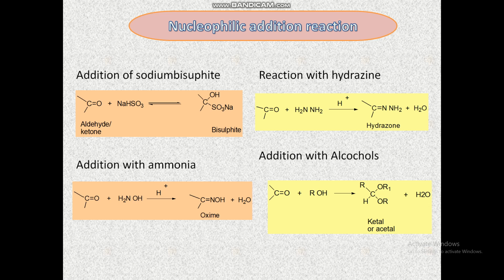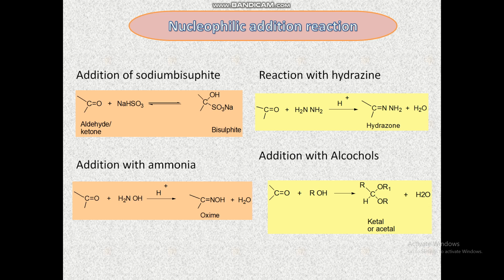Reaction with hydrazine forms hydrazones. The carbonyl compounds react with hydrazine and produce hydrazones. For example, acetone reacting with hydrazine will produce acetone hydrazone, CH3, C double bond N, NH2. That is acetone hydrazone. On reaction with phenylhydrazine, aldehydes or ketones form a phenylhydrazone.